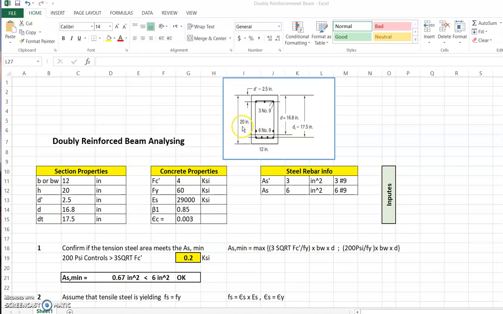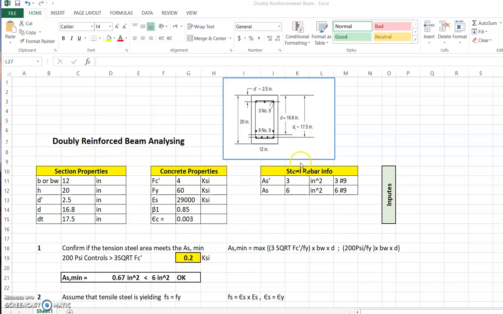The height of the beam is 20 inches and D prime is for the top layer of the steel rebars. It's 2.5 inches, and D is 16.8 inches, and DT is for the bottom layer of the steel rebar. It is 17.5 inches.